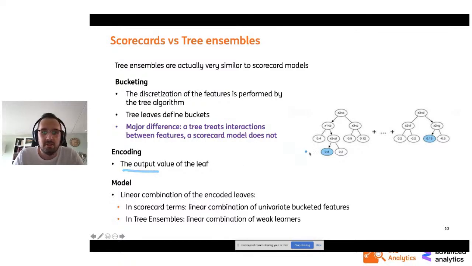When you encode, you're basically mapping every leaf value to a number, depending on the algorithm. Then at the end, you do some sort of linear combination, which in scorecard models means fitting a logistic regression. In tree ensembles, you combine weak learners into a strong learner. The scorecard implements univariate bucketers, which is the tree decision bucketer that runs this univariately. So if you build a random forest with one feature per tree, you're building a scorecard under the hood.